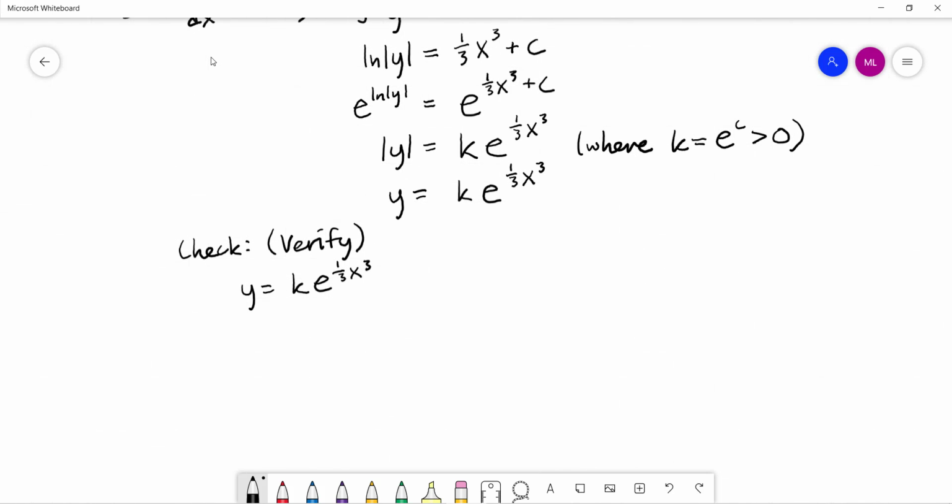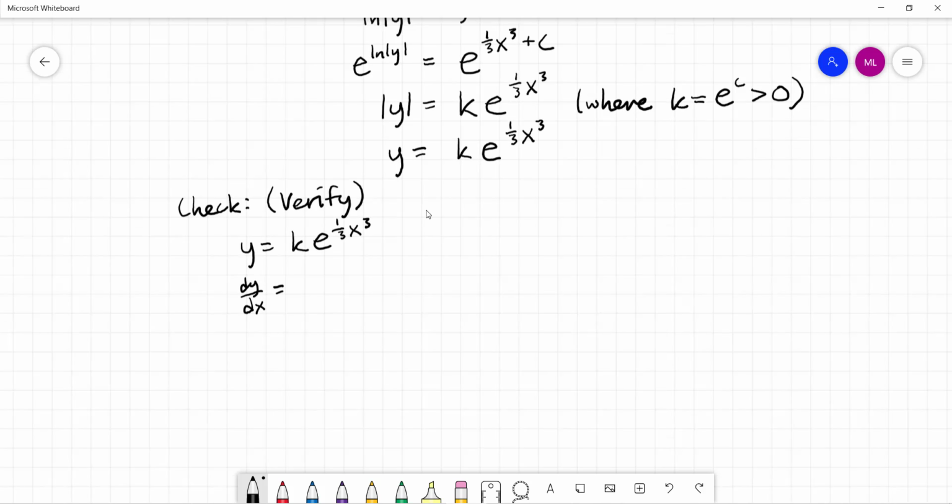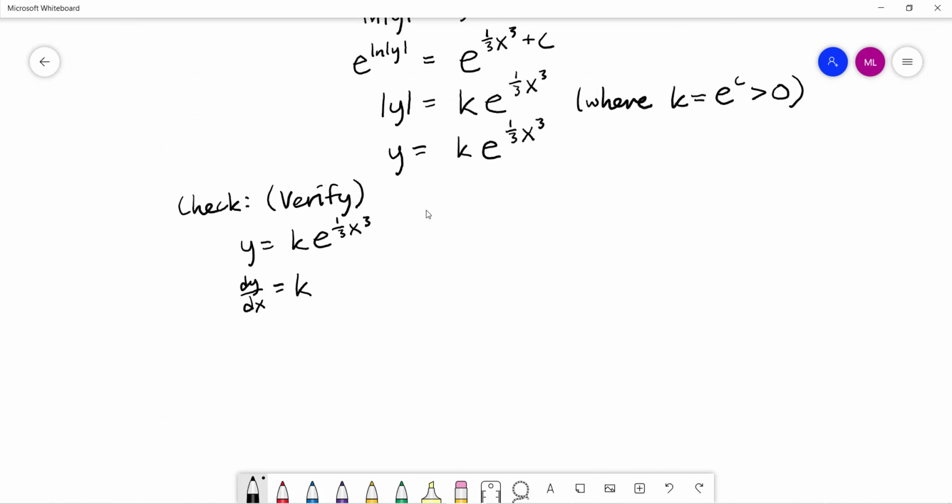So what is dy dx? Well, I need to take the derivative. What is the derivative of this thing? So it's k. The k will survive our derivative, times the derivative of e to the 1/3 x cubed. So this is going to require us to do chain rule. If you've taken calculus with me, this will sound familiar. If not, what I like to think about when I do chain rule is I really want to think of this function as being e to some stuff, raised to the power of some stuff.